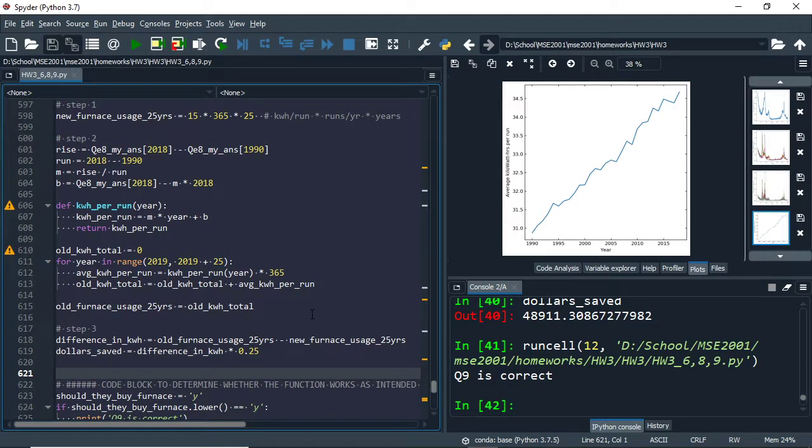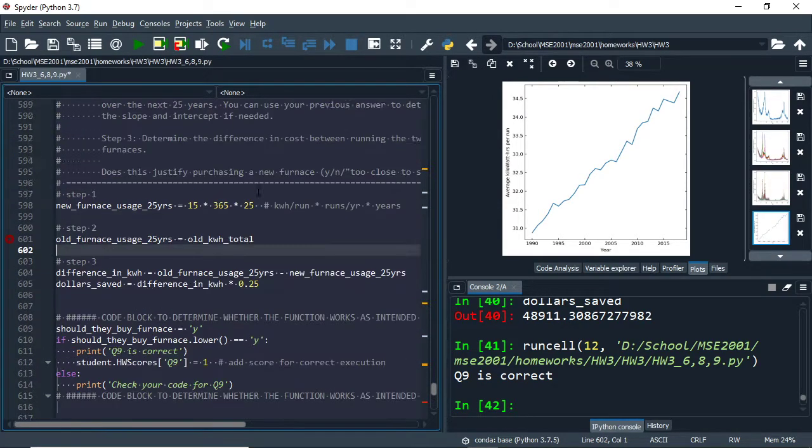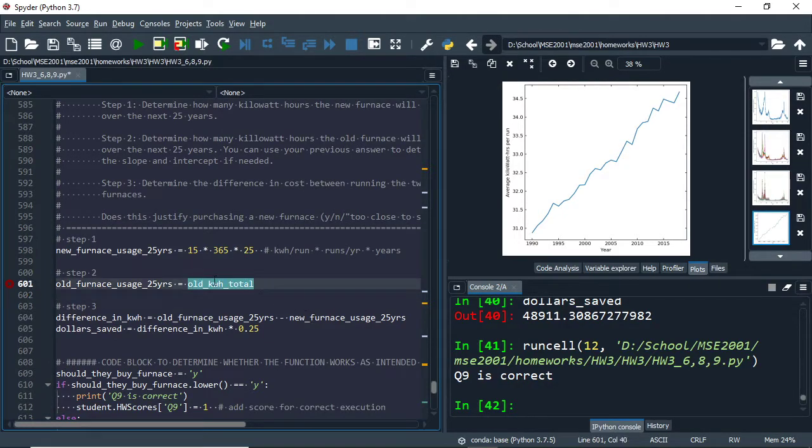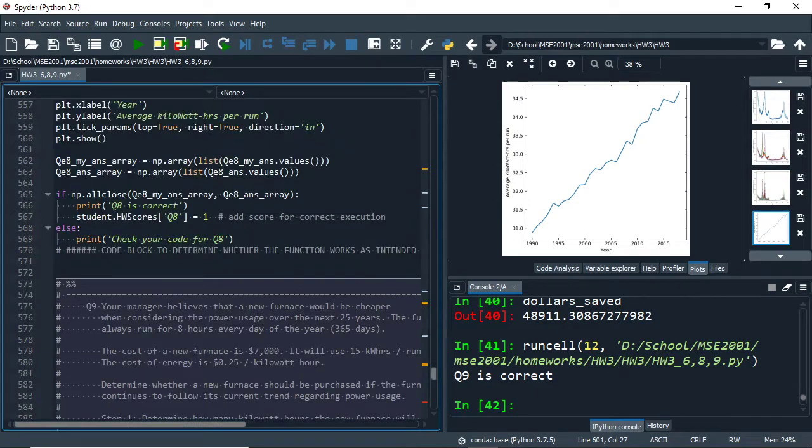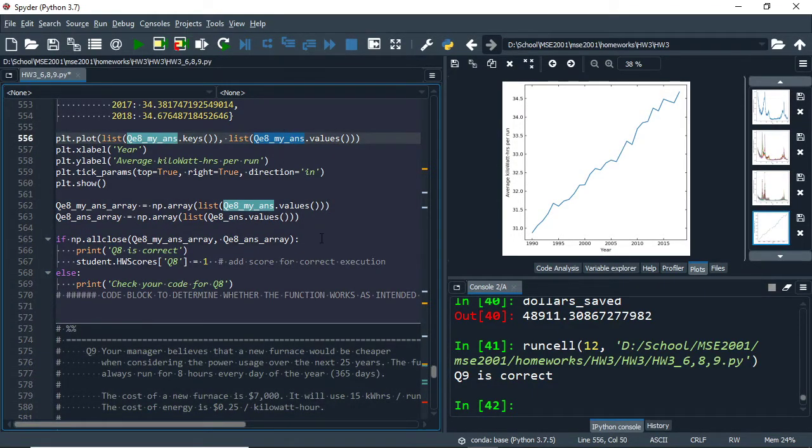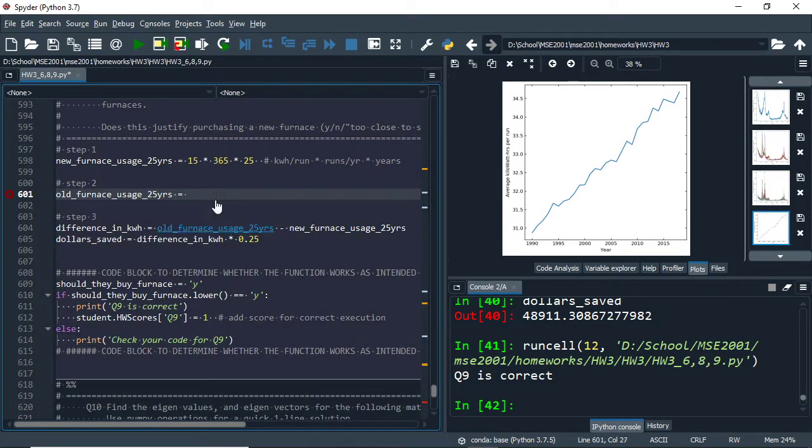Now, that's only one way of doing it. And in fact, the easiest way of doing it isn't to do any sort of projection out into the future. It's to skip this entire thing and say, well, let's run the old furnace's specs against the new one, what was it, Q8 my answer at 2019. I mean, this is honestly the easiest way of doing it. But there's lots of ways you could have approached this problem.